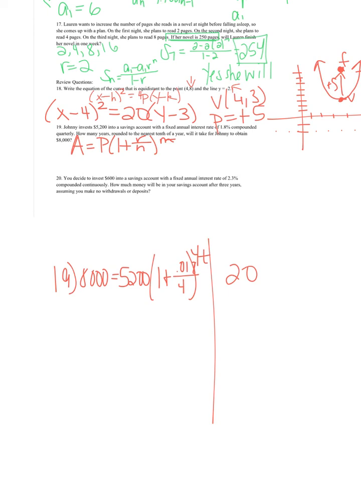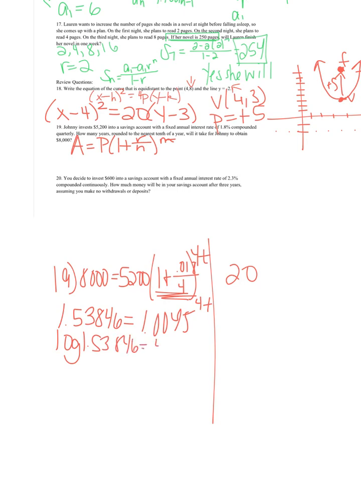So I would do 8,000 divided by 5,200. I'm going to write out a few decimals, but I keep that number in my calculator. 1.53846 equals. I'm going to clean this up in here too. So this is 1 plus 0.018 divided by 4. This is 1.0045 raised to the 4t. So now I have logs. Log of this is equal to 4t times the log of this. So I divide by the log of 1.0045.